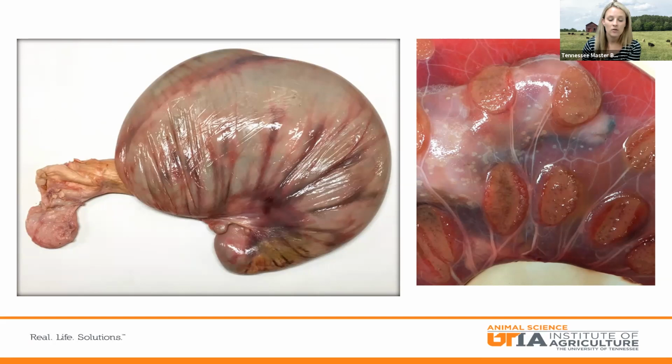That's actually a pregnant uterus. So it's pretty crazy when we go back to that initial image we just saw of the uterine horns, just how large this uterus can grow to accommodate these calves. And this is probably only about 100, maybe 120 day fetus in there. So still got quite a ways to go.